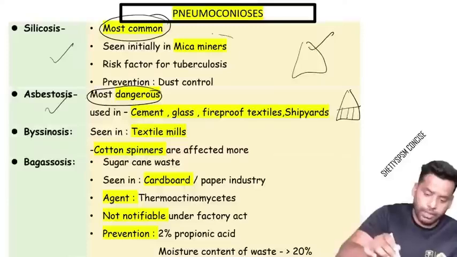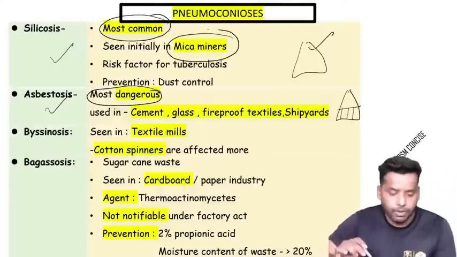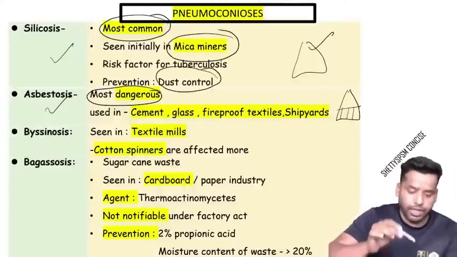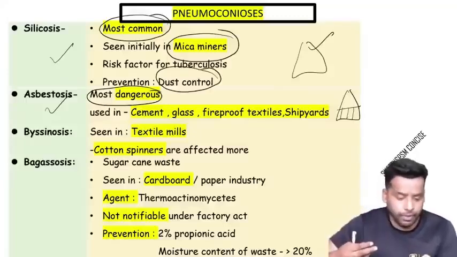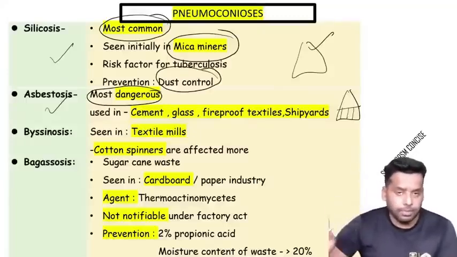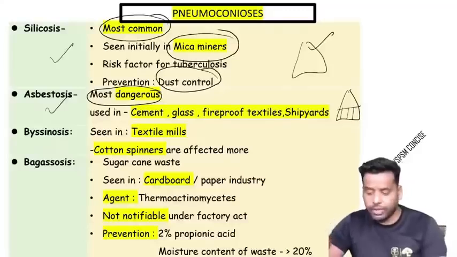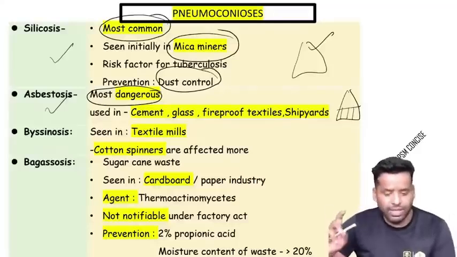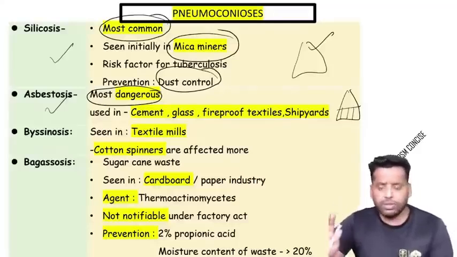Silicosis is usually in mines, mica mines, where they are exposed to dust. That is why we are asking them to wear respirators, avoid dust as much as possible, because you will be affected with silicosis.